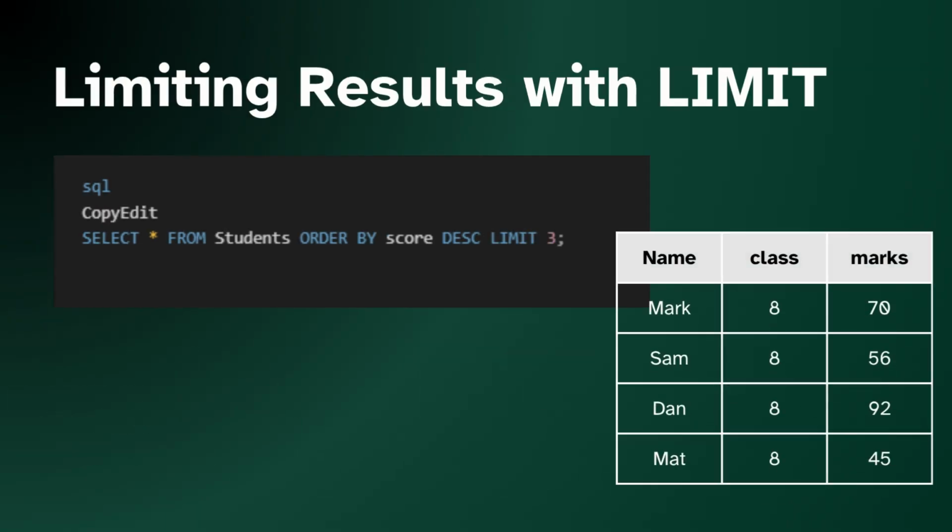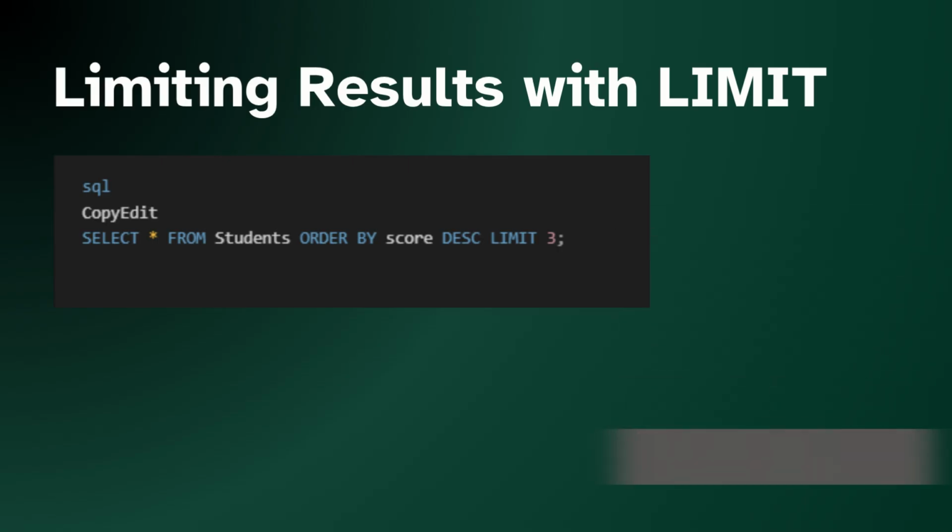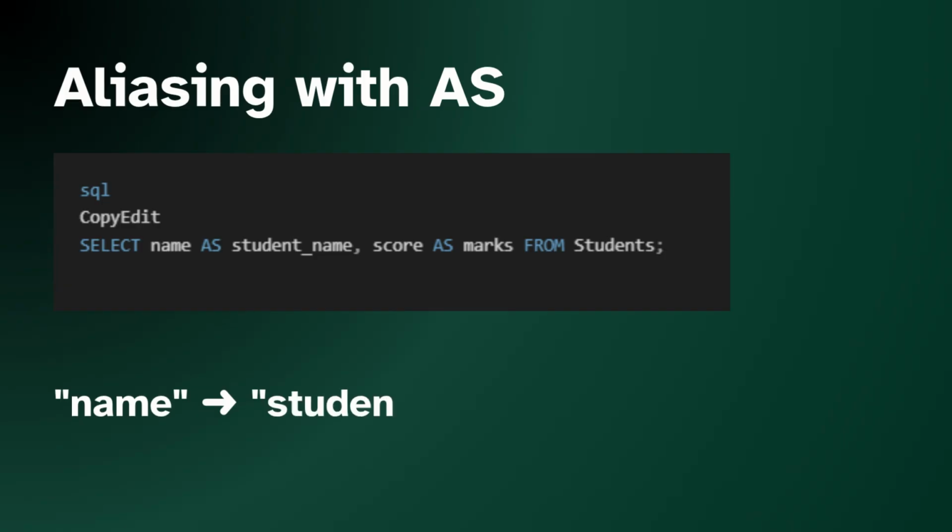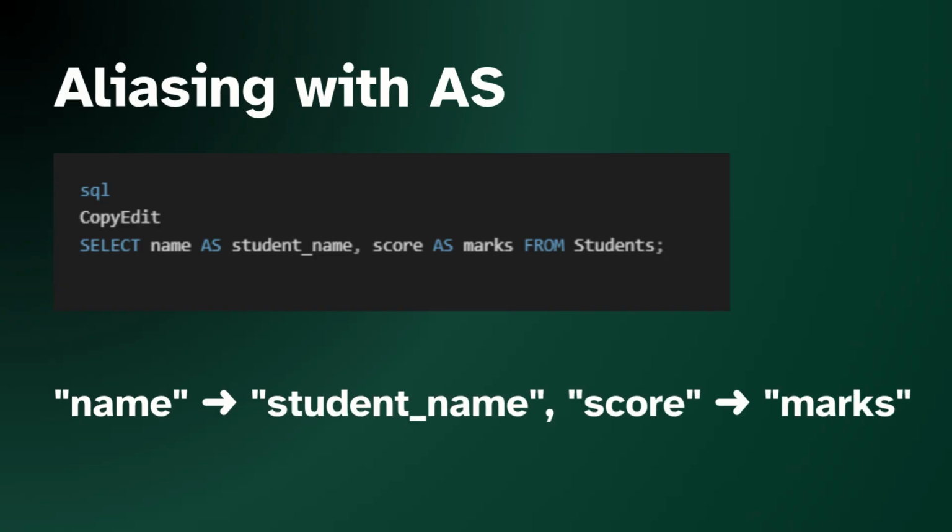LIMIT is great when you just need the top few results, like the top 3 scorers in a class. Column names too long or confusing? Use AS to create short, readable aliases in your results.